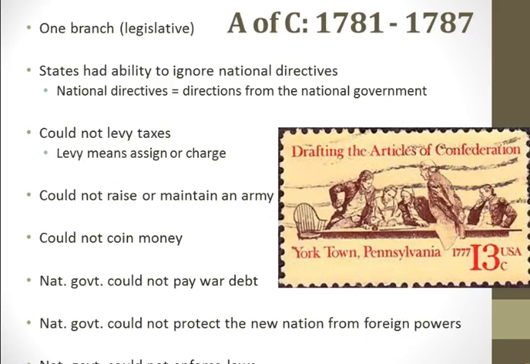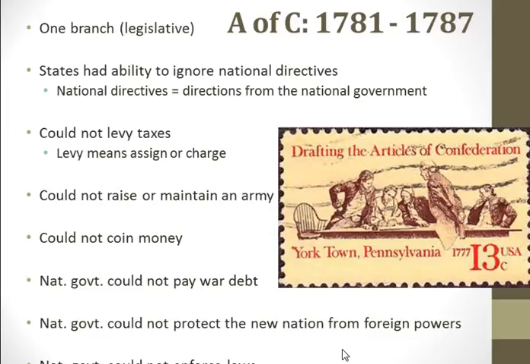So, first off, Articles of Confederation, which existed from 1781 to 1787. That was our first form of government. It was one branch. We had a legislative branch, and that was it. The states had the ability to ignore national directives. National directives are directions from the national government, okay? So, basically, the states could do whatever they wanted.